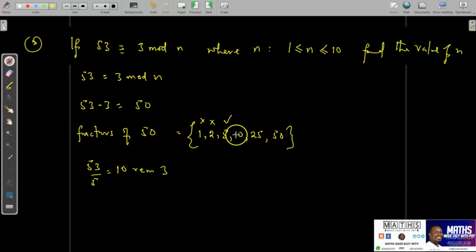Then we come to 53 divided by 10. 5. A remainder of what? 3. So it means that 10 is also a possible solution.